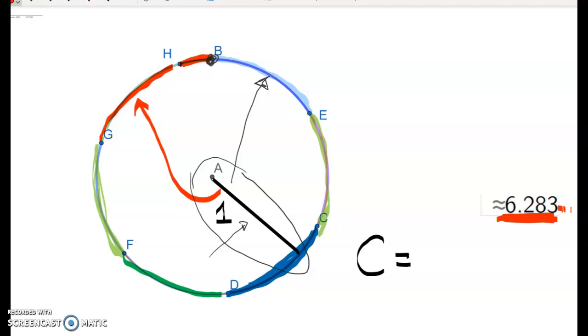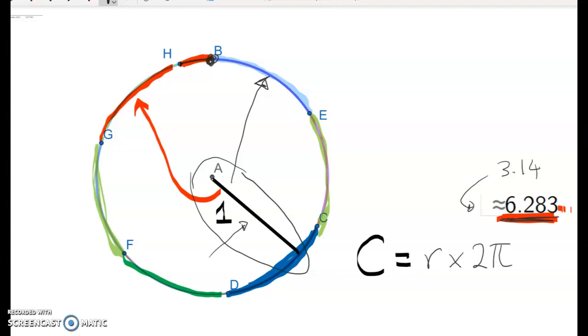And that would be the same no matter how big the radius was. So for any circle, what we can say is that the circumference is equal to this. It's the radius times 2 lots of pi, right? So pi is roughly 3.14. So 2 lots of that gives me about 6.283.